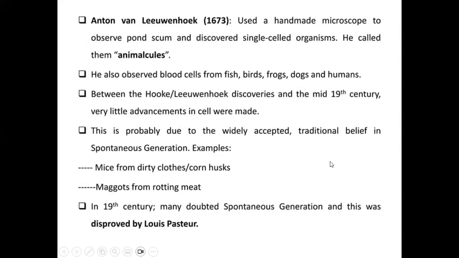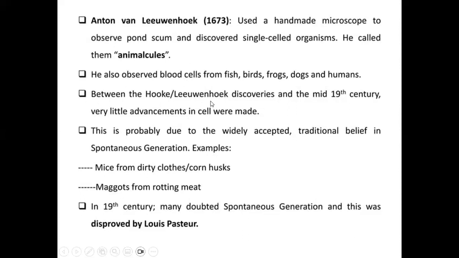Anton van Leeuwenhoek in 1673 made use of a handmade microscope to observe the pond scum, and he observed single cell organisms which he named as animalcules. He also observed several blood cells from fish, frogs, dogs, humans, etc.